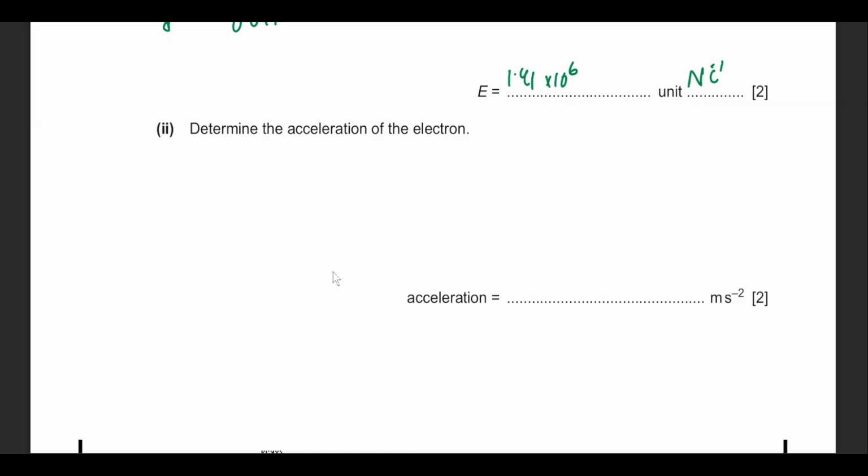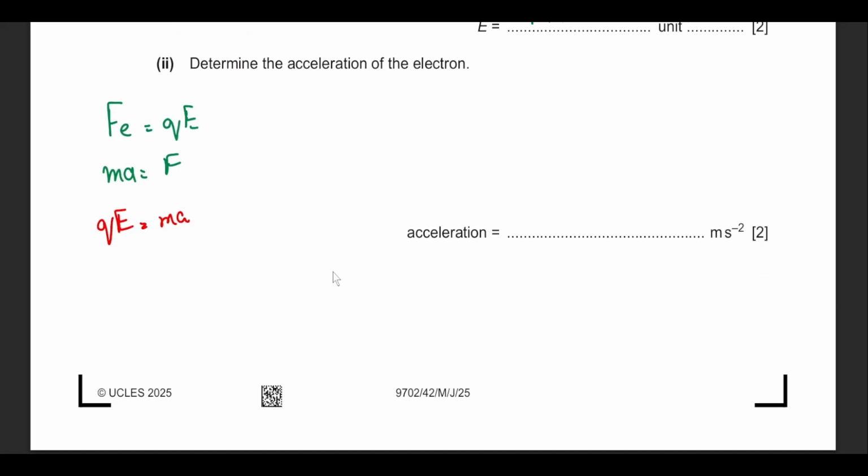Determine the acceleration of the electron. It's not a problem because there must be some forces acting on it. Between the plates there was an electric force which can be found by QE, and there was a resultant force which can be found by MA as F. Since they're both forces, they can be equated with each other, which means that QE is equal to MA. Now he's asking about the acceleration. Let's make A the subject of the formula. This becomes A equals QE divided by M.